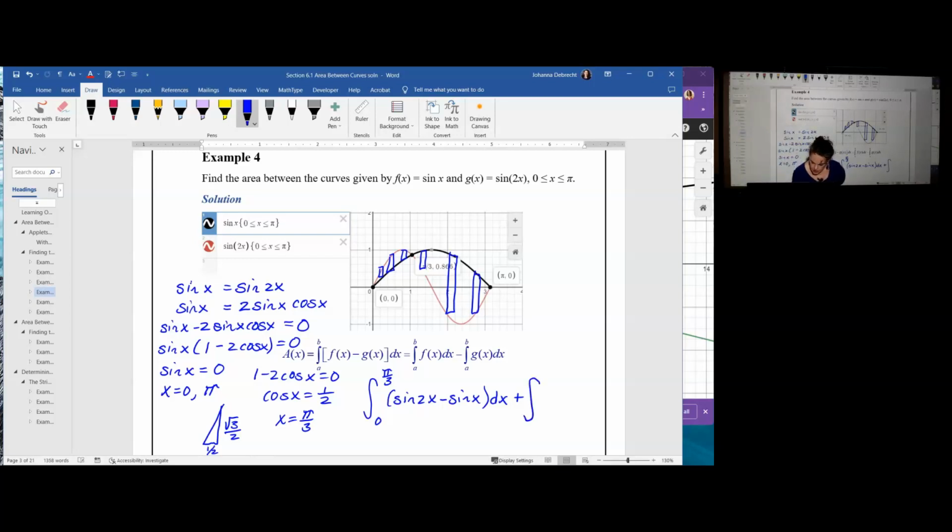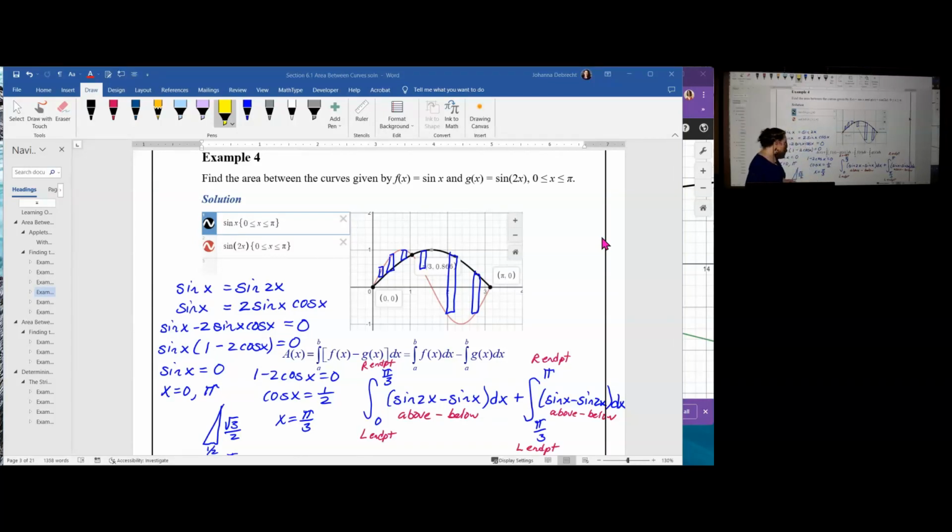And this will give us the integral from pi over 3 to pi. This becomes sine of x minus the sine of 2x with respect to x. Notice that we are integrating over the entire interval from 0 to pi, because this goes 0 to pi over 3, and this picks up at pi over 3 and goes to pi. Go ahead and pause the video now to work this out. Then turn it back on, and we'll check your answer. Let's see how you did.